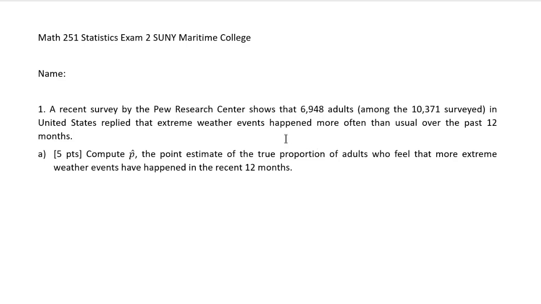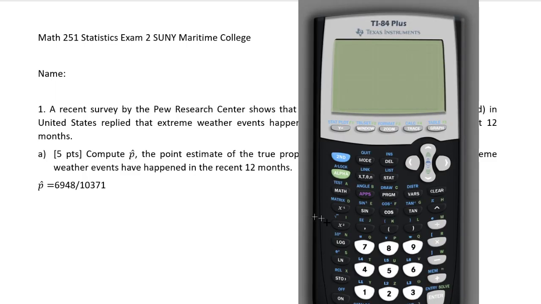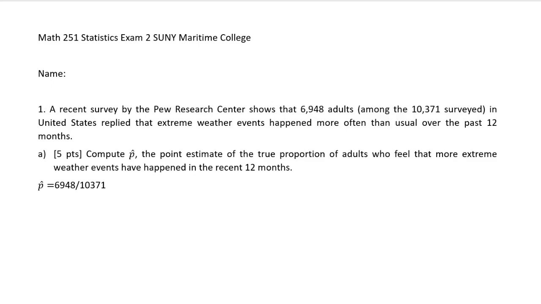in most cases, what you end up having is just a sample of the population that you want to know about. So since there are 6,948 out of 10,371 from the sample, the value that we get, if you use the calculator, is 6,948 divided by 10,371, and it gives you 0.6699, which rounds to 0.670. And so you get 67.0%.